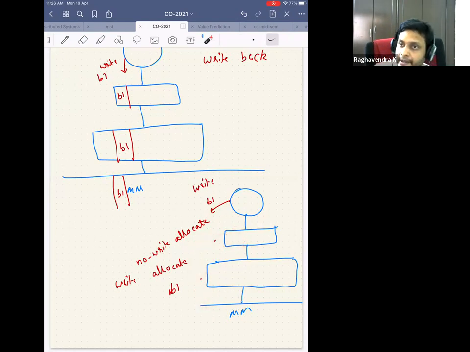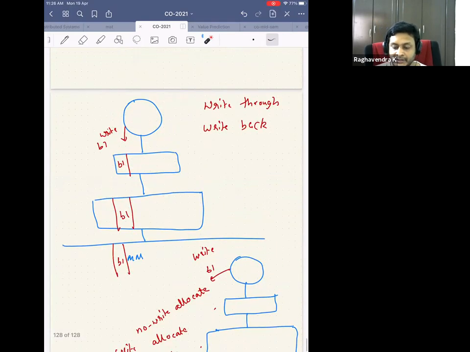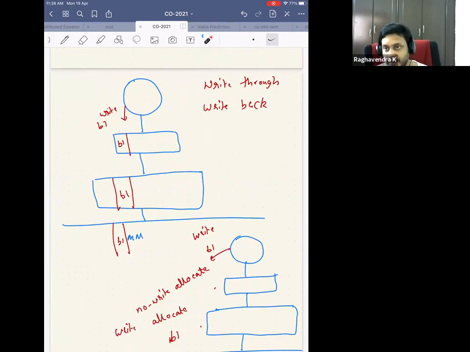I allocate a block in the cache if it's a write miss. That is called write allocate. I don't allocate the block if it's a write miss. That is called no write allocate. So there are 4 things now: a write back cache, write through cache, write allocate, no write allocate.